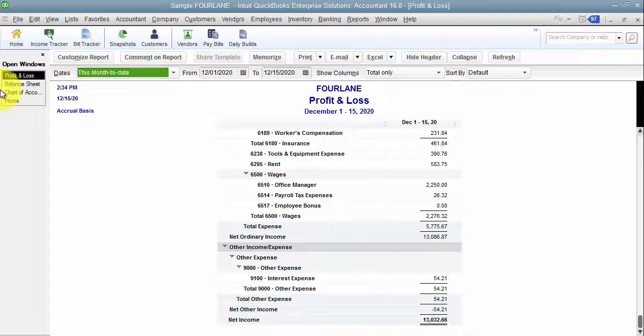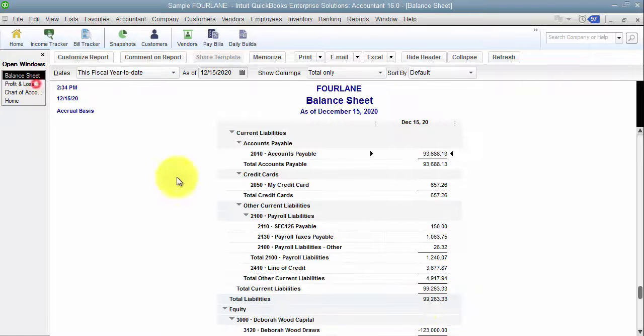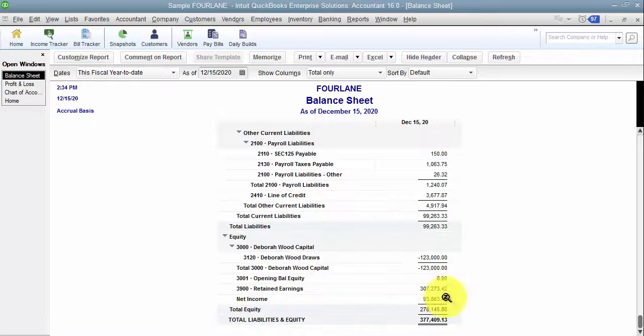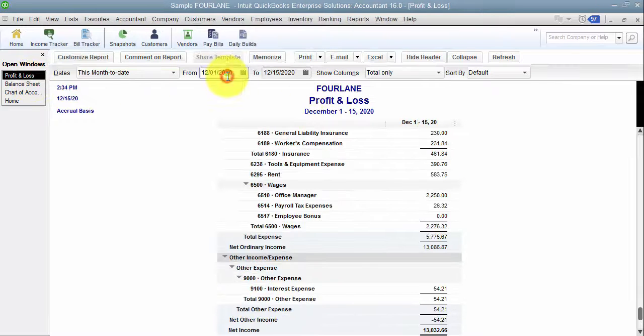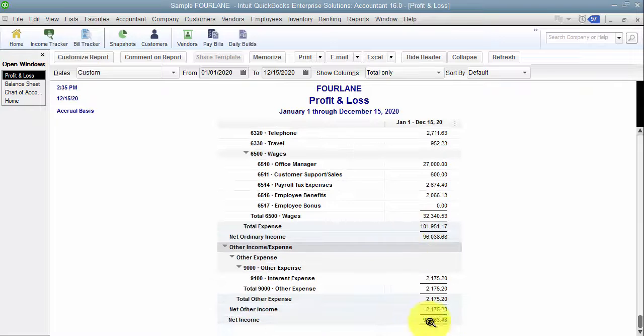Okay. So one thing I'm sure you're thinking right now is, why is that off? So this on the balance sheet is showing us net income for the entire year. This is just showing me for the month. So if I go back to year, now those two will tie out.